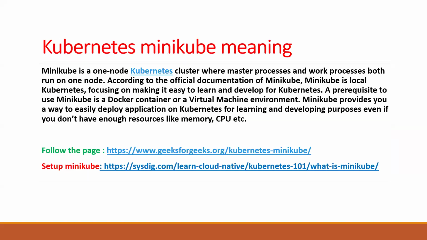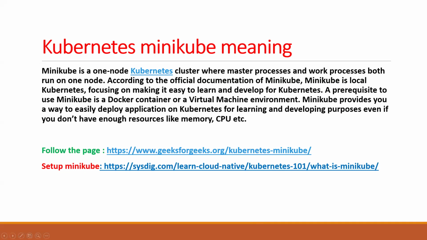So, Kubernetes Minikube meaning. Minikube is a one-node Kubernetes cluster where the master process and worker process both run on one node. According to the official documentation, Minikube is a local Kubernetes focusing on making it easy to learn and develop for Kubernetes. A prerequisite to use Minikube is a Docker container or a virtual machine environment. Minikube provides a way to easily deploy applications on Kubernetes for learning and development purposes, even if you don't have enough resources like memory and CPU.